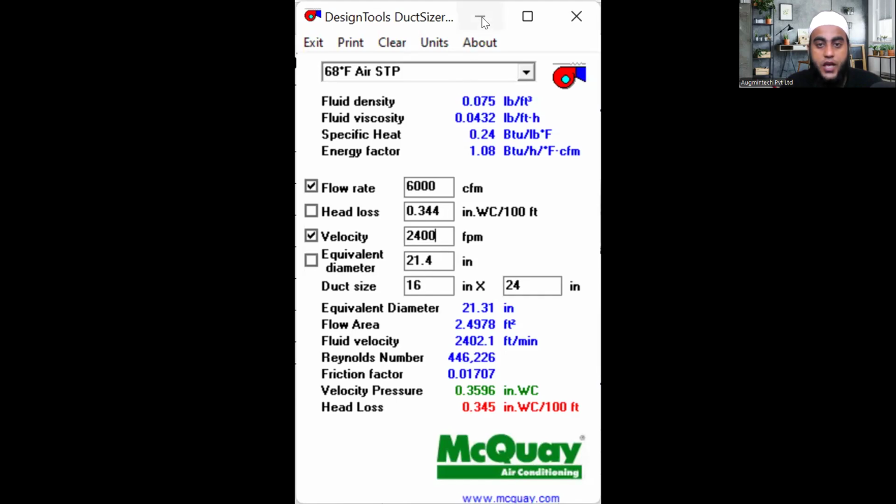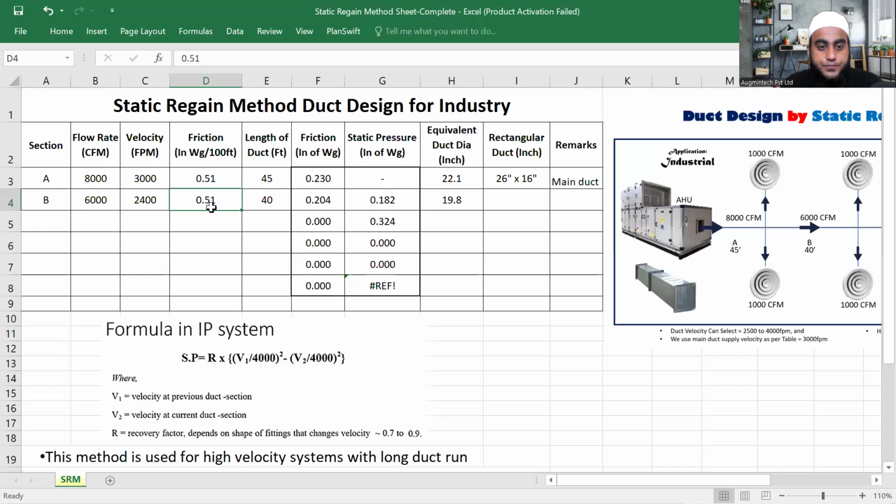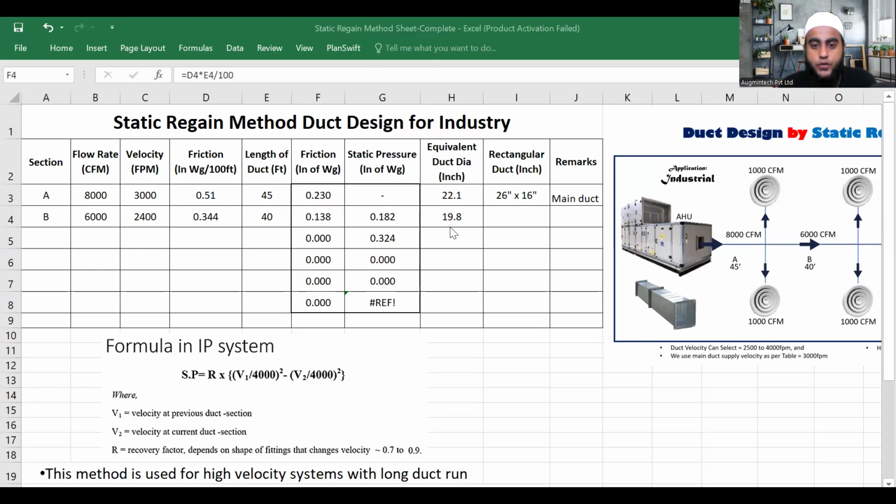So, okay, I'm writing in the Excel sheet. 0.344 inch of water column per 100 feet of duct length. But our total length is 40 feet. So for 40 feet of duct length, the friction loss value is 0.138 or so. Okay. And how much equivalent diameter have we calculated? 21.4 inch. So I'm writing here 21.4 inch.